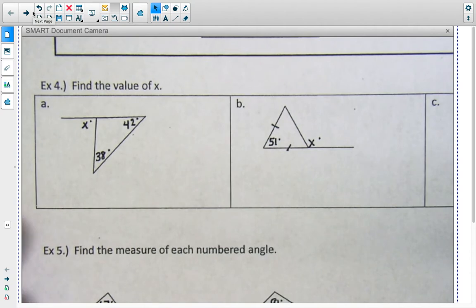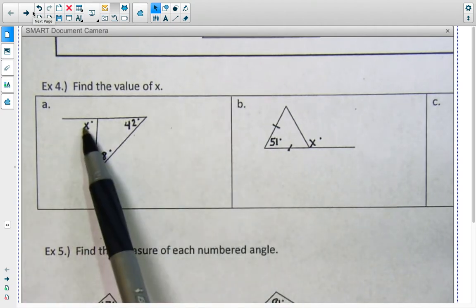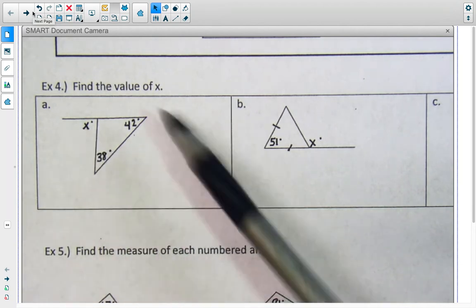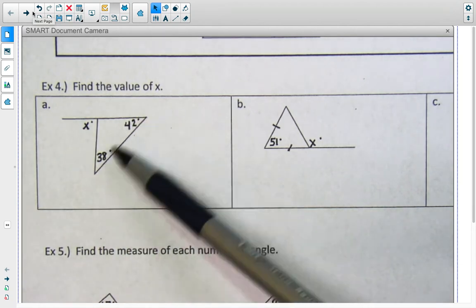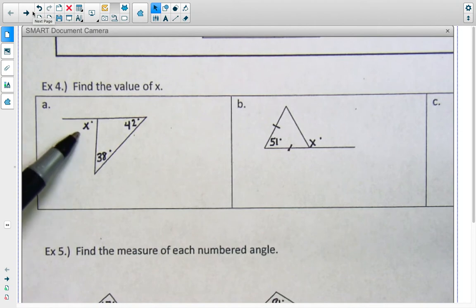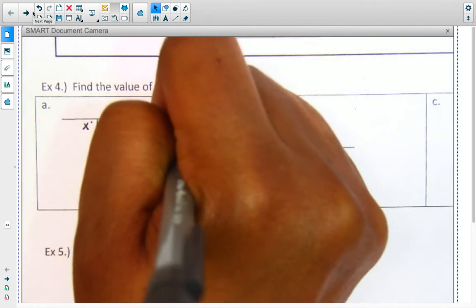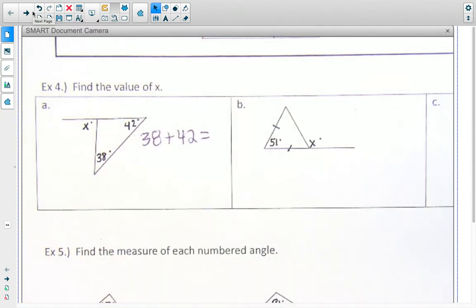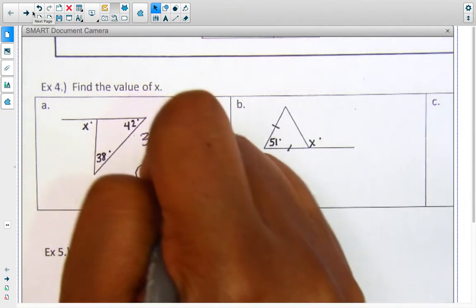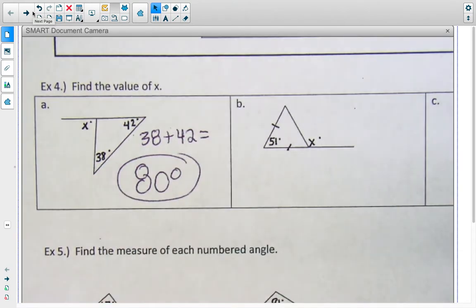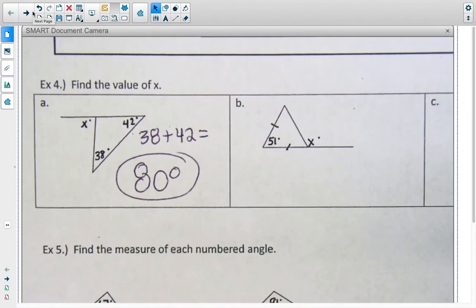So example 4, find the value of x. So I have an angle on the outside. That's an exterior angle. That's x. So if I add these two angles together, it'll give me my exterior angle. So 38 plus 42. You can use a calculator or mental math. You should get 80 degrees. So the measure of angle x is 80 degrees.